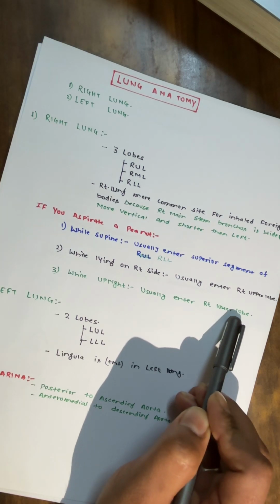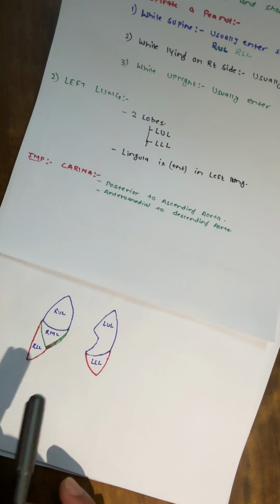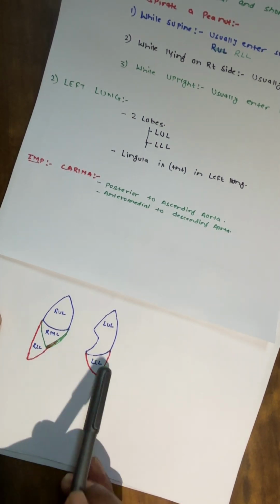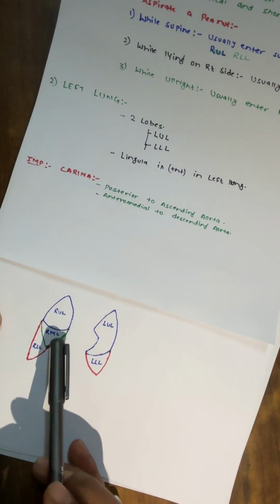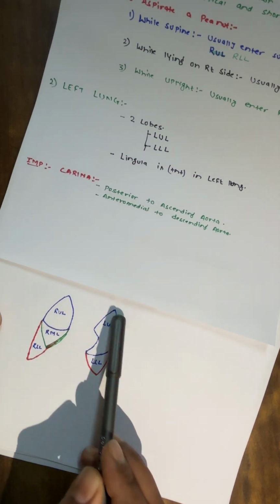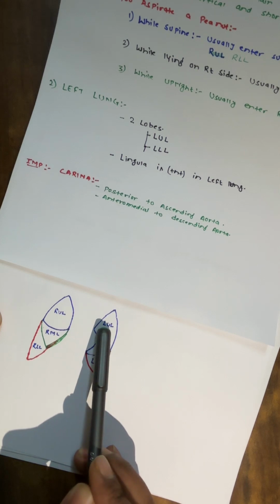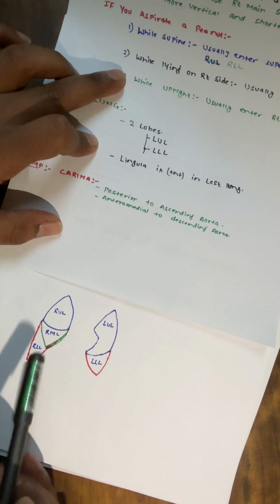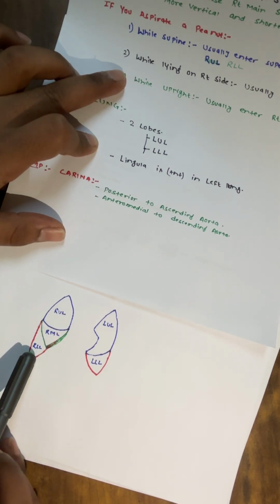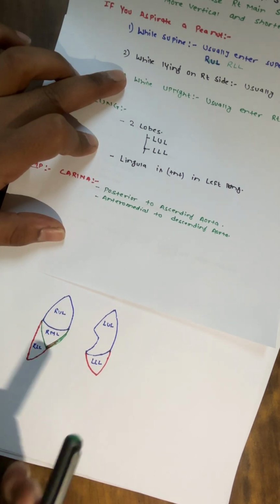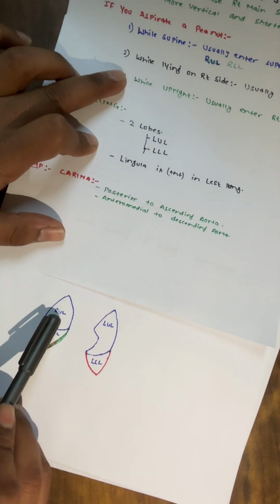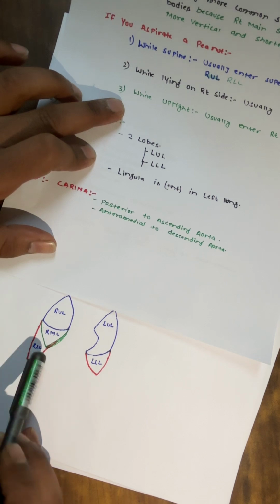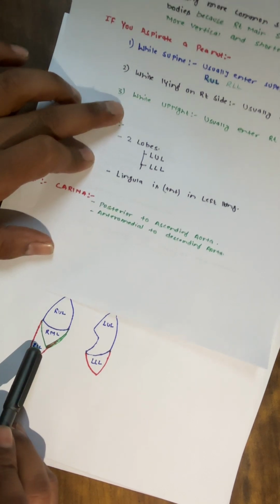Now we'll see the figure. This is not a good diagram, but let's assume. This is the right lung and this is the left lung. The right lung has the right upper lobe, right middle lobe, and right lower lobe, and the left lung has the left upper lobe and left lower lobe. If the patient is in supine position, the foreign body will enter the right lower lobe. If the patient is lying on the right side, it will enter the right upper lobe. But if the patient is in upright position, it usually enters the right lower lobe.